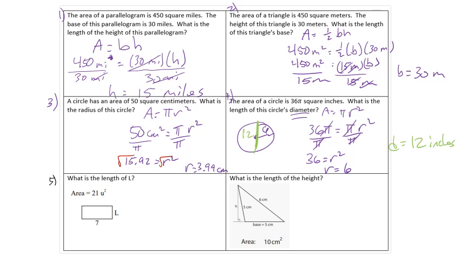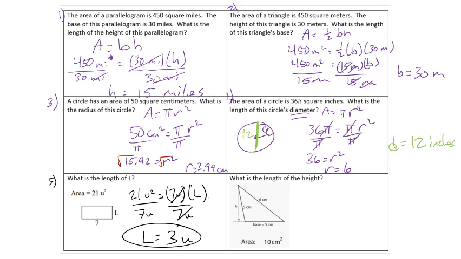Number 5 was the length, this one. So we got 21 units squared equals 7 units times L. Divide both sides by 7 units. These will cancel with these, and L will equal 3 units, because 21 divided by 7 is 3, and units squared divided by units is just units.